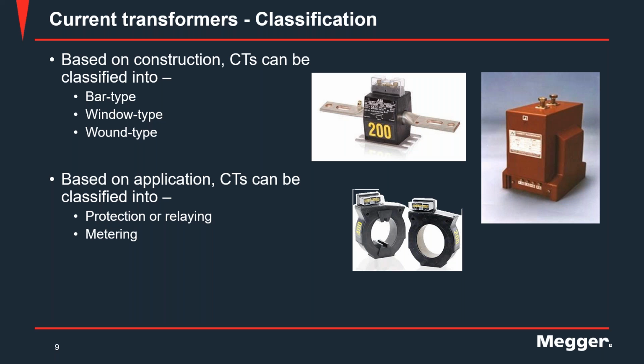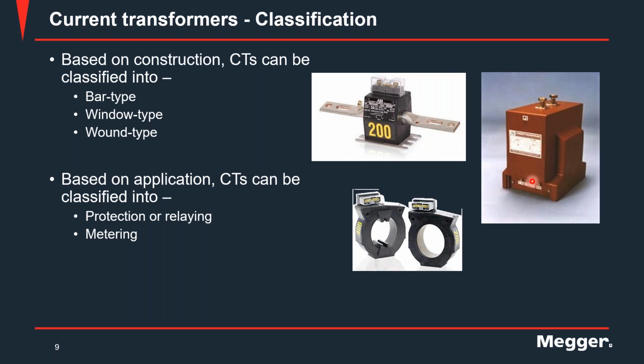Based on construction, the CTs can be classified into 3 types. You have a bar type construction, where the primary is in the form of a bar. You have a window type construction where the primary conductor is missing, so you have a hollow donut type CT. And then you have a wound type construction where there is a primary winding and there is a secondary winding, and both are wound in the same core.